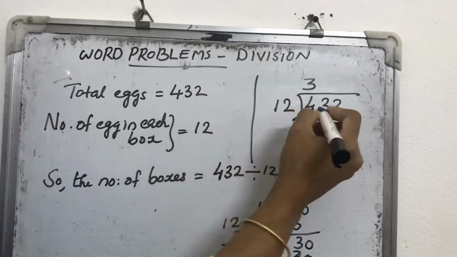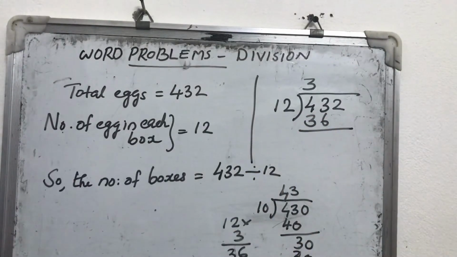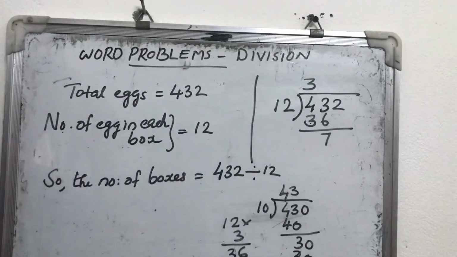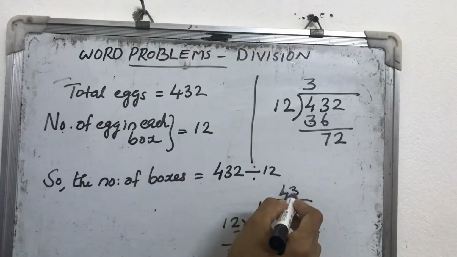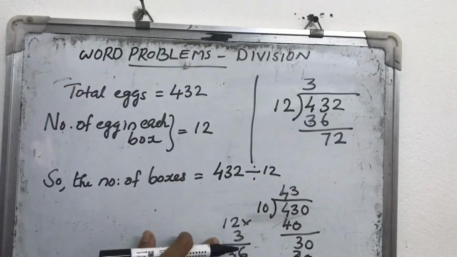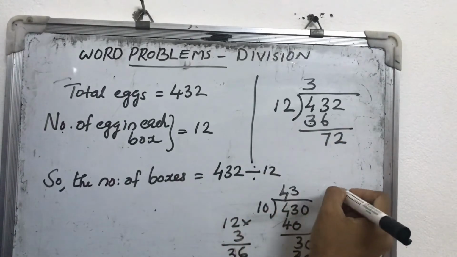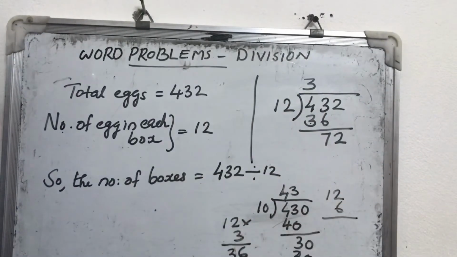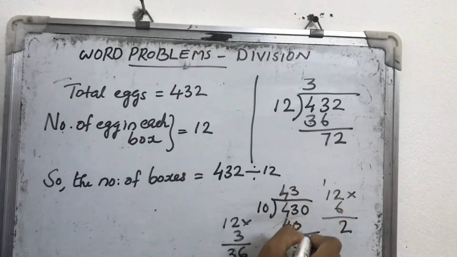Then 3 multiplied by 12, 36. Then subtract 43 minus 36, that will be 7. Then here it will be 3 minus 3, 0. Then what is the next step? Bring down 2, 72. So here the second digit is what? We know 12 into 3 is only 36, and we want to reach 72. So we can take a number after 3: 4, 5 or 6. When we check with 6, 12 into 6: 6 into 2 is 12, carrying 1, 6 into 1 is 6, 6 plus 1 is 7.